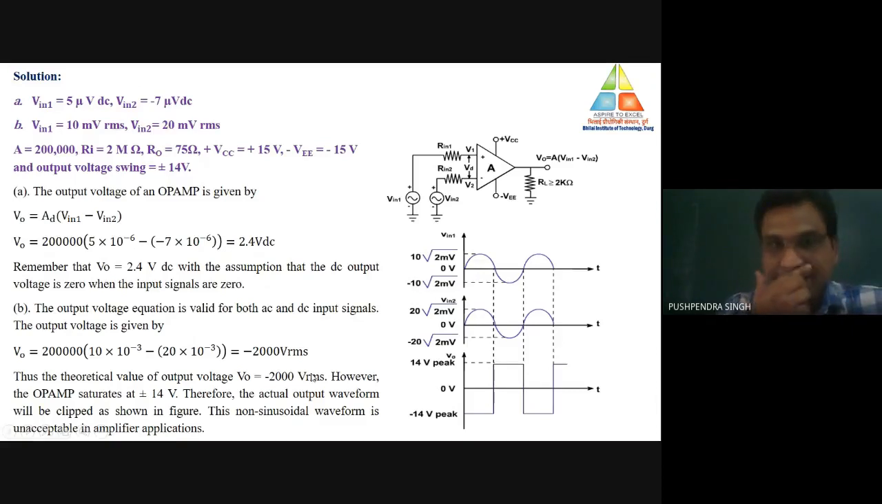So this is the solution. In part A, what is the value of V in 1? V in 1 is 5 microvolt. V in 2 is minus 7 microvolt, as given.